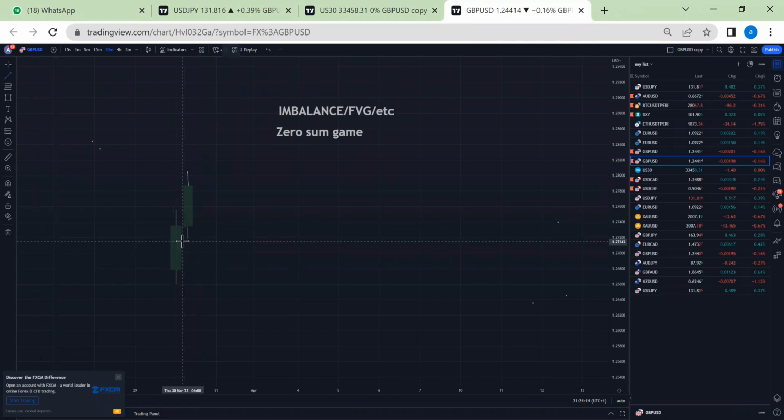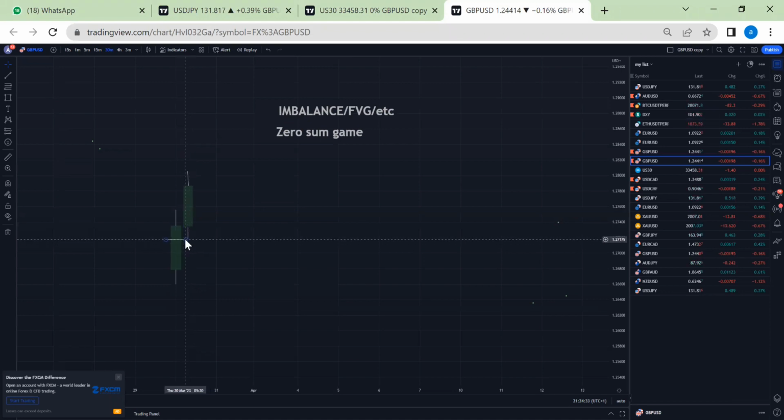We can say from this last point in this second candle, which is here, that we agree there are some sellers here. That's why the candle went down, right? And we also agree that there are some sellers here. That's why we're having this wick, right?